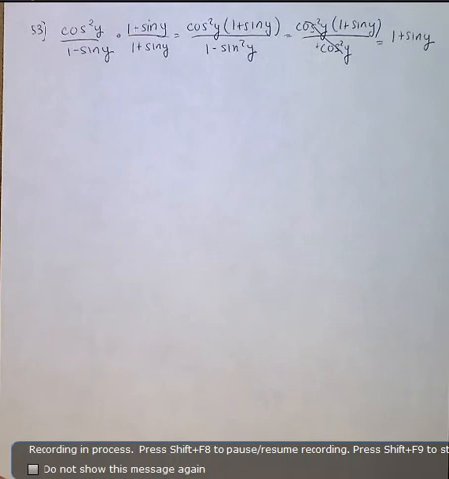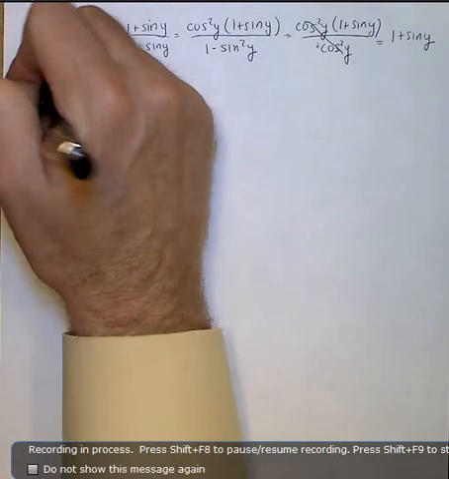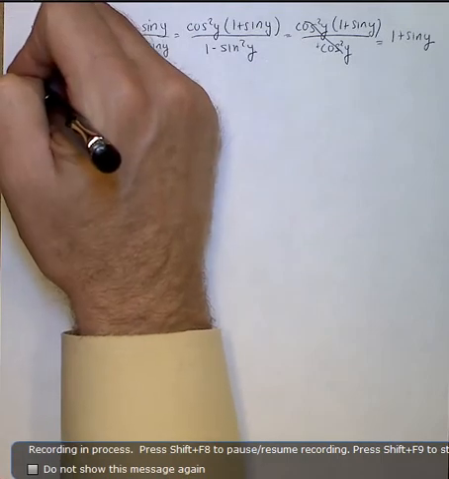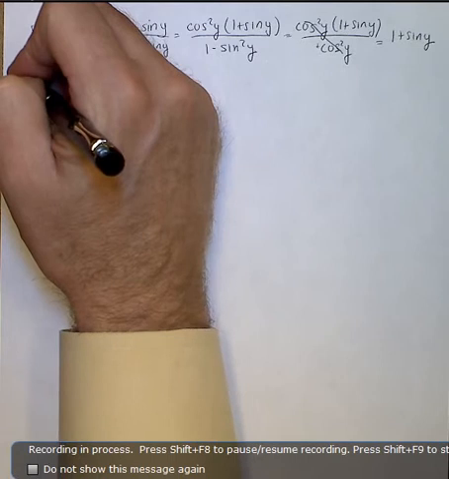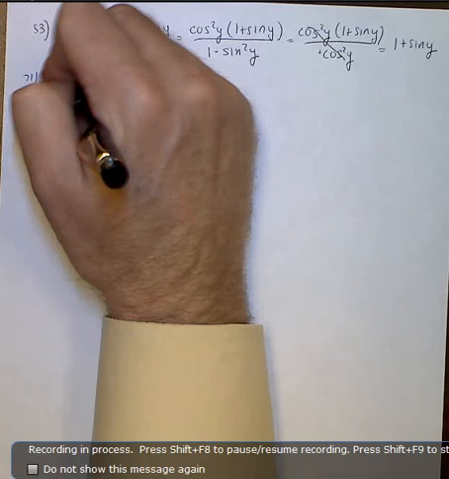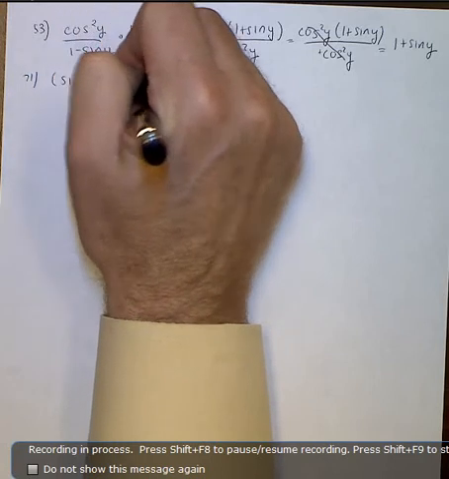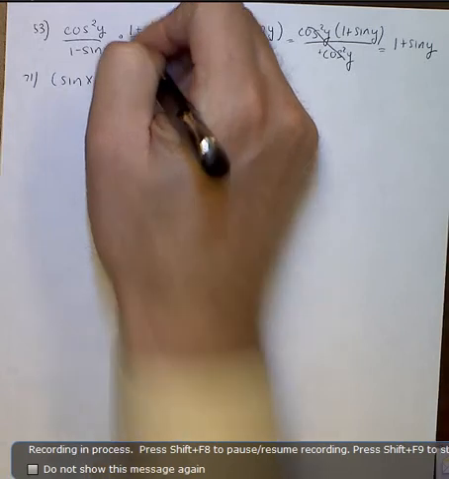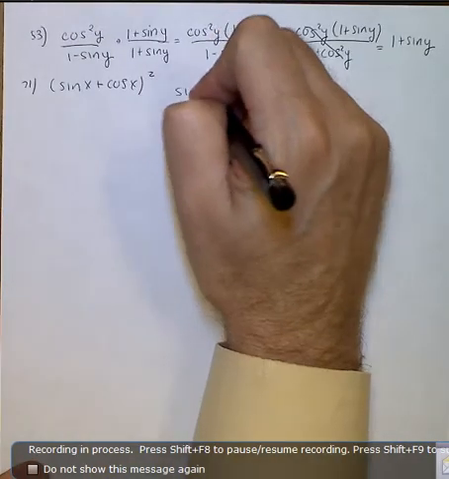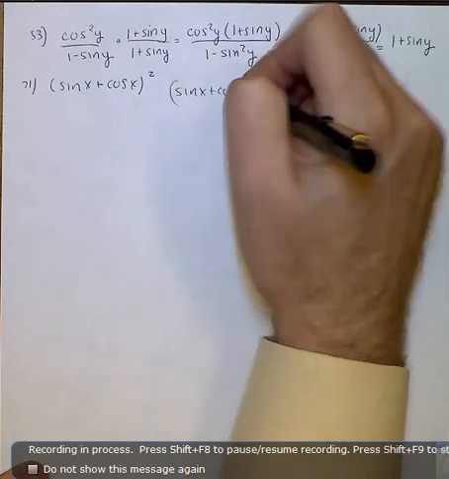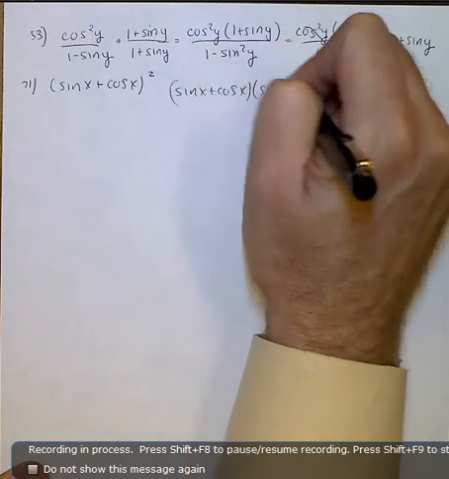And number 71, the instruction in number 71 is also to simplify. You're given sine x plus cosine x, quantities all squared. In this case, you have to FOIL. So we're going to go ahead and FOIL sine x plus cosine x times sine x plus cosine x.